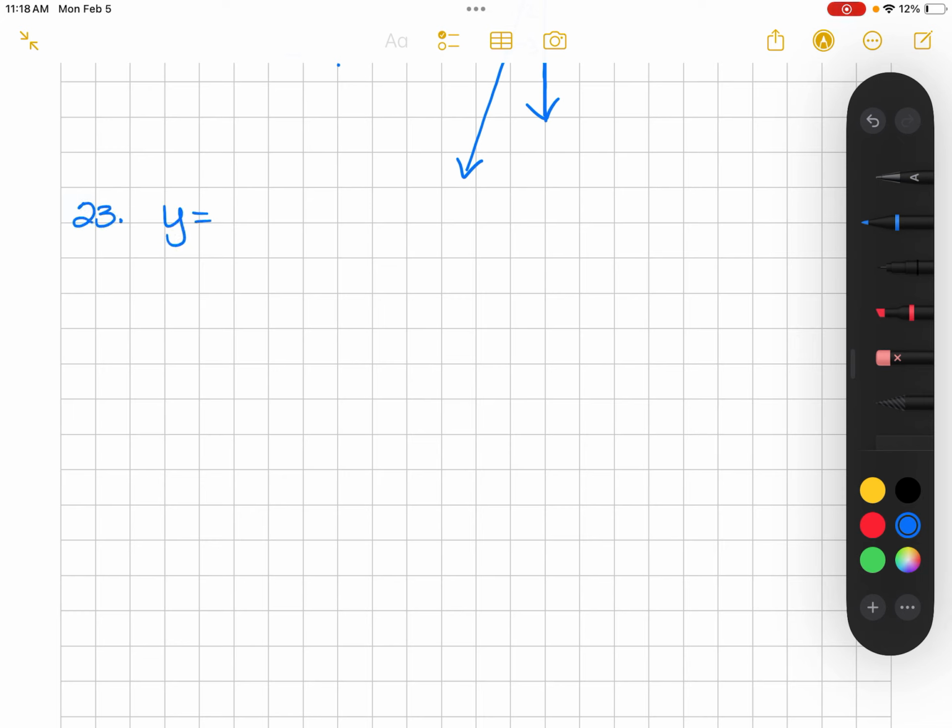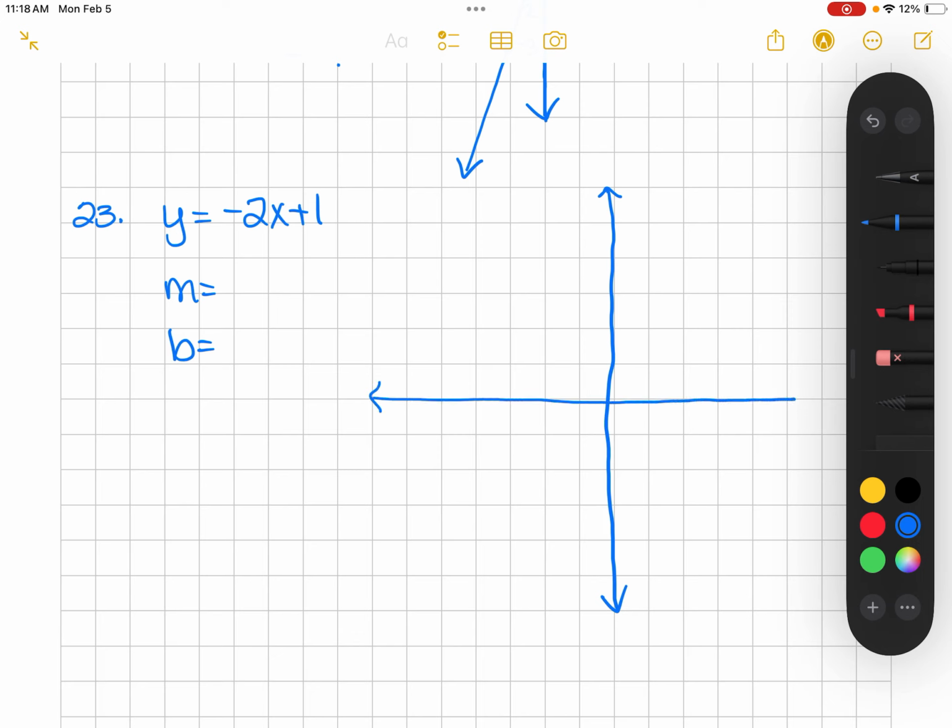23 is y equals -2x plus 1. So find your slope and your y-intercept first. And in fact, if you're graphing, you can look for your y-intercept first because that's the first thing you graph, and then look at your slope. So my y-intercept is 1. So I'm going to go on my y-axis. I'm going to go to 1 and put a dot, okay, because that's the y-intercept.